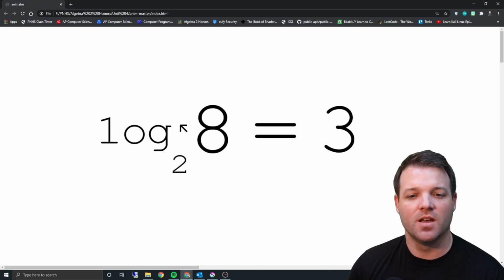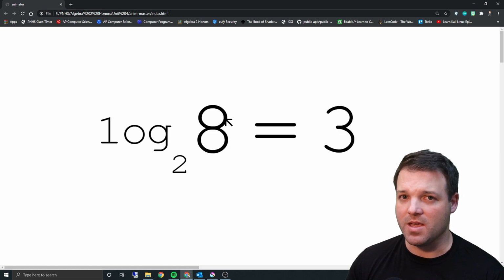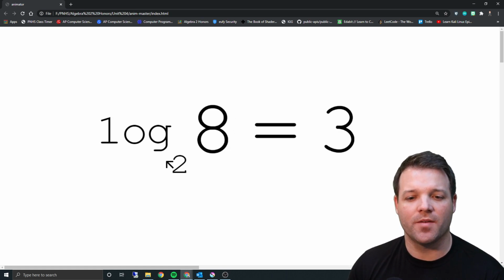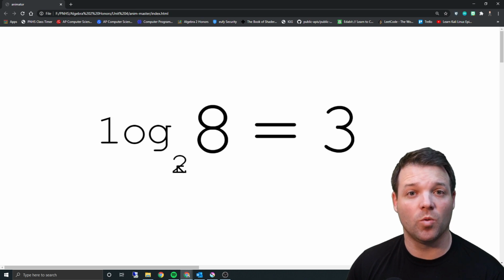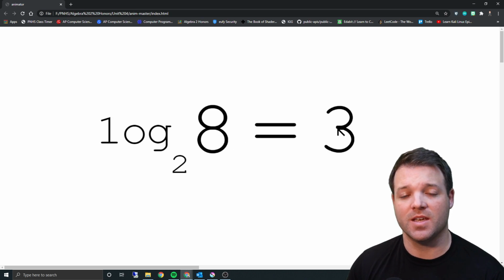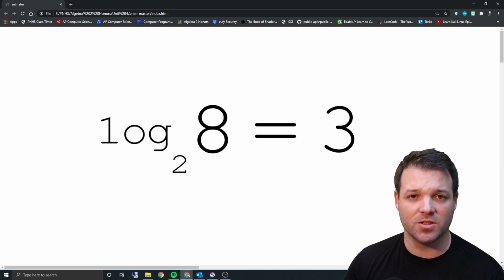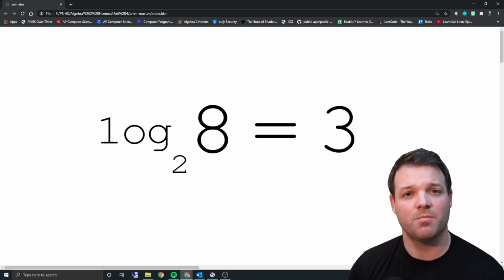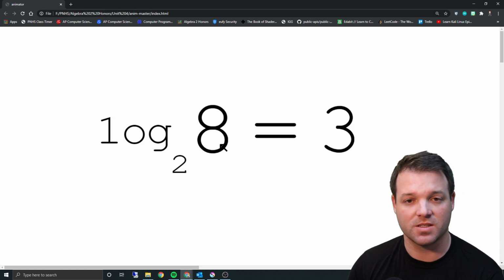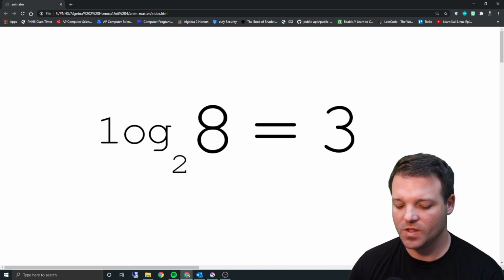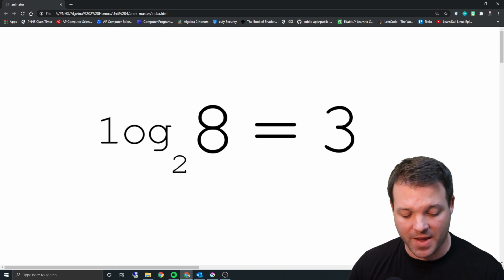This is asking, hey, if I'm starting with 8, how many times do I have to divide by 2 to get back to 1? In this case, the answer is 3 times. 8 divided by 2 is 4, and then 4 divided by 2 is 2, and then 2 divided by 2 is 1. And we did it. We divided by 2 3 times to get back to 1. Okay, that's what this is actually asking us. Okay, let's go ahead and get back to the notes.